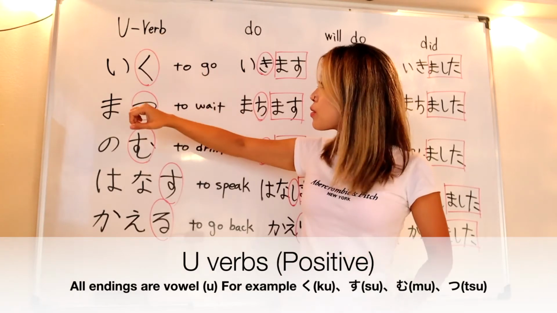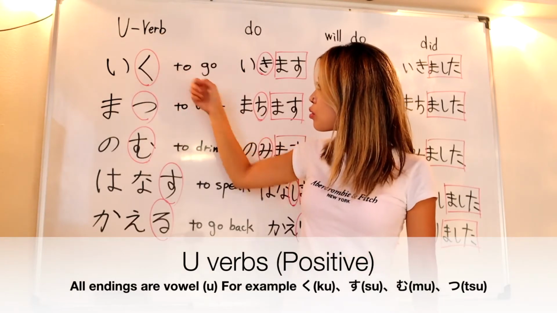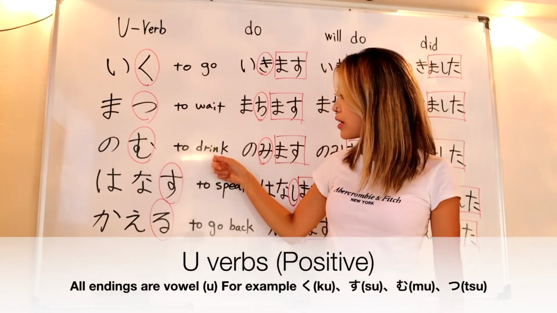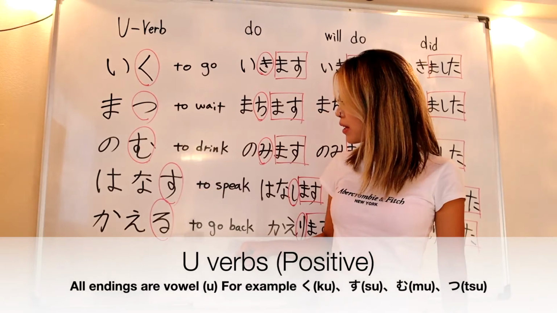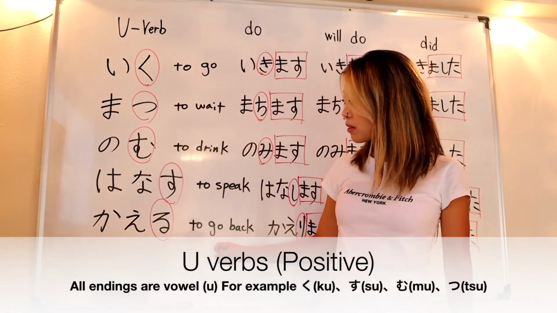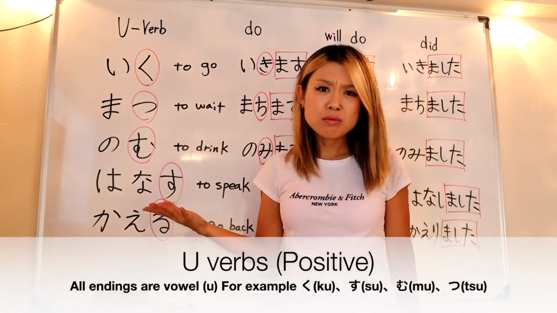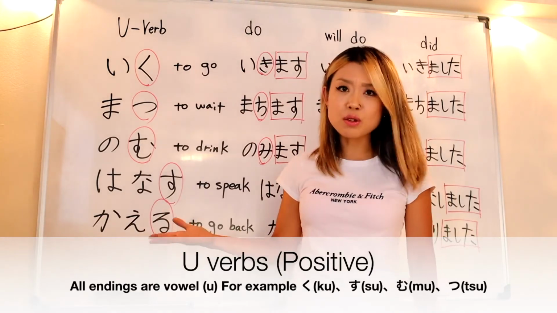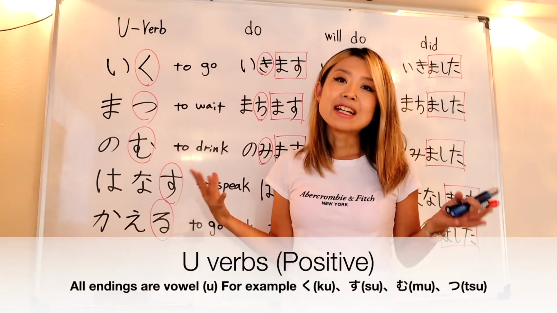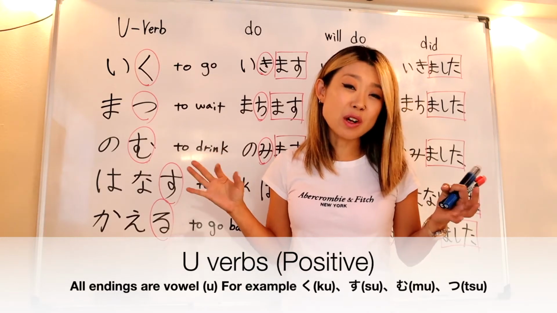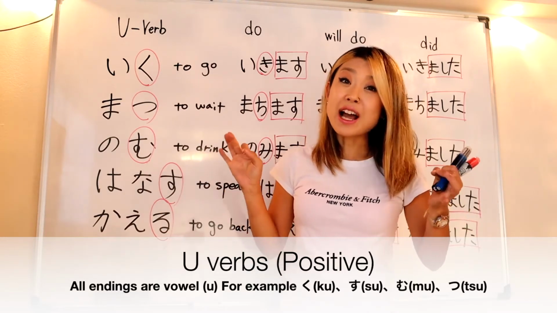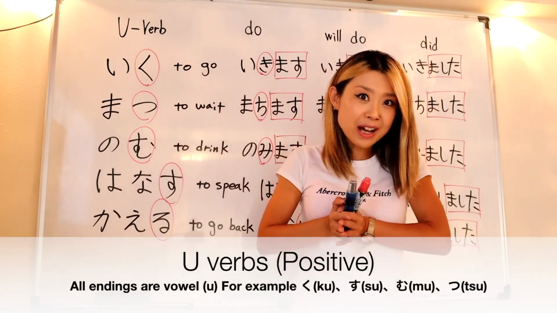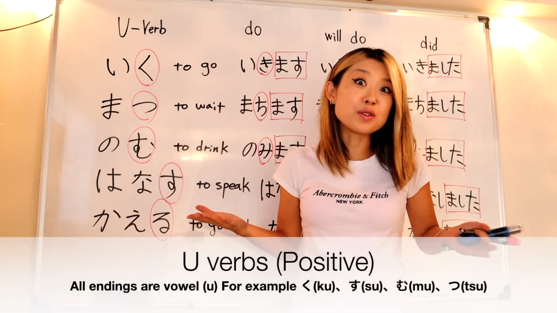Okay, U-Verbs, we picked up 行く to go, 待つ to wait, 飲む to drink, 話す to speak, and 帰る to go back. What about 帰る? Is it not a Ru-Verb? Because its ending is ru. Yes. This is something a little bit horrible. That is, actually, ru ending is not always a ru verb. Actually, some of them are u verbs.